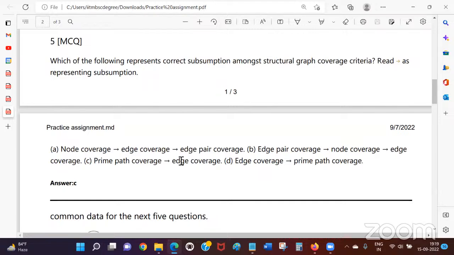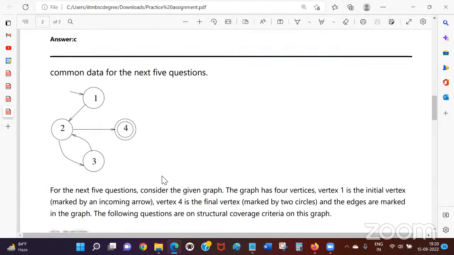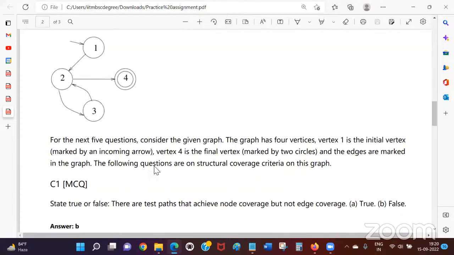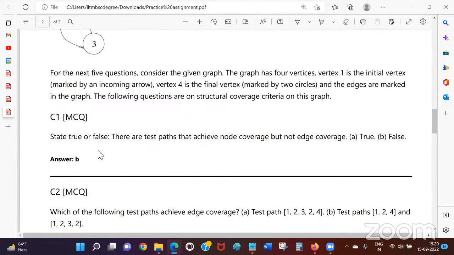If you look at the entire hierarchy, node coverage is subsumed by edge coverage. Edge coverage is subsumed by edge pair coverage. Edge pair coverage is subsumed by prime path coverage. Or another way, node coverage is covered by edge coverage, edge coverage is covered by edge pair coverage, edge pair coverage is covered by prime coverage. Now this is the graph for which we have a few things. So let us keep this graph in mind, and we'll come back again after reading the question.